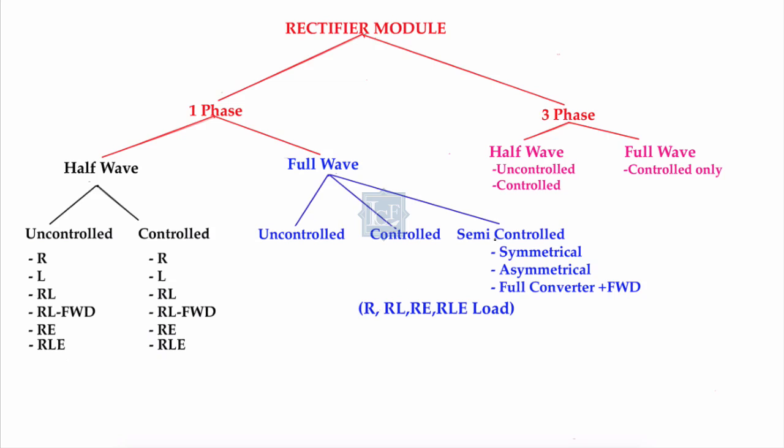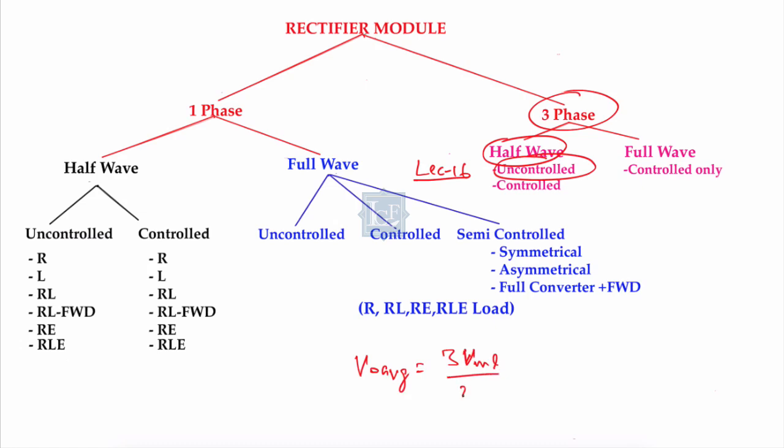Hi guys, in the previous lecture, lecture number 16, we covered the 3-phase half wave uncontrolled rectifier. We found V naught average, which is equal to 3 Vm upon 2 pi. That can also be written as 3 into root 2 VL upon 2 pi, which is equal to 3 VL upon root 2 pi. We found the average output voltage of this half wave rectifier. We also saw the conduction angle of the diode, and after that we found the average diode current and the RMS diode current.